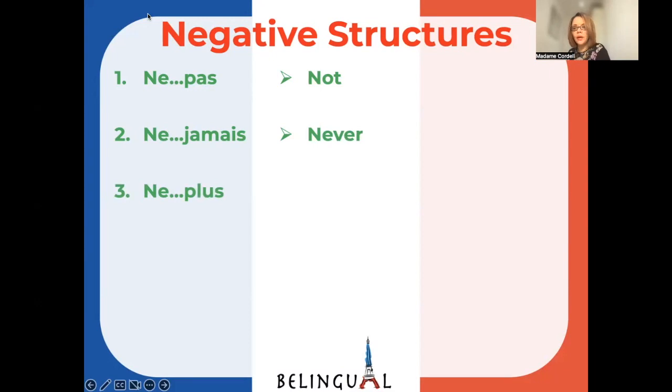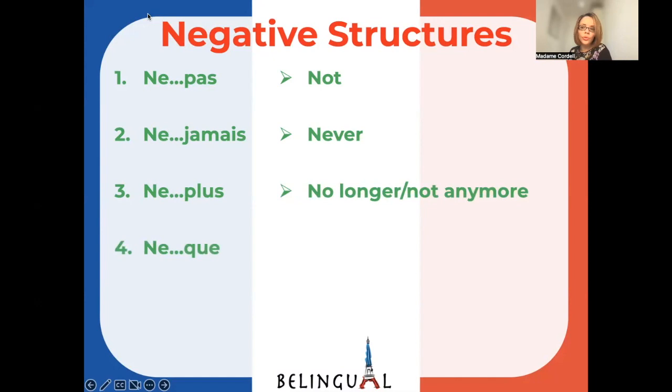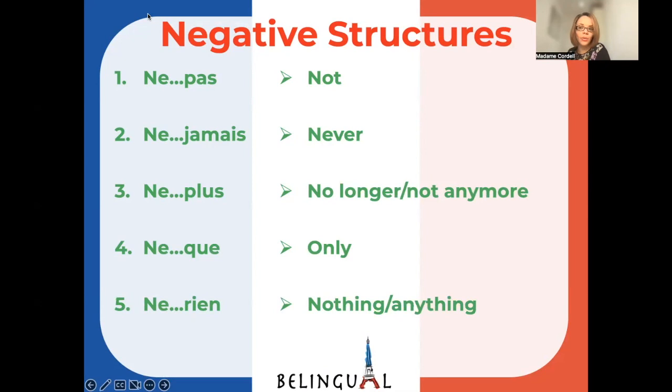Ne plus has 2 meanings, really. It depends on the context. It can either mean no longer or not anymore. Ne que. So this is the one that usually tricks the students because they see the ne, they think it might be a negative structure, but this is actually an exception to the rule, okay? So if this comes up in your listening or in your reading exam, remember that it means only. It's not an actual negative structure. For example, je n'ai qu'une sœur, I only have one sister, yeah? And last but not least is ne rien, which means nothing or anything.